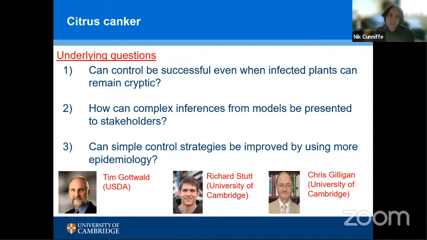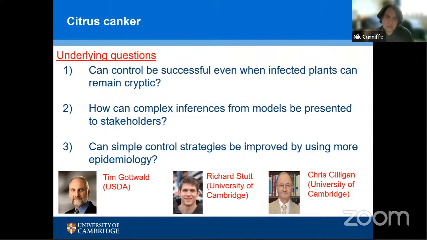The second question is that the modelling that I'm going to present isn't incredibly complicated, but there's some complexity to it. And in order for the modelling to be useful, the messages that come out of the modelling have to be translated to stakeholders, so decision makers, policy makers, really. And so that takes some attention. So I'd like to show a little bit about how reasonably complicated inferences from mathematical modellers can be presented to stakeholders.